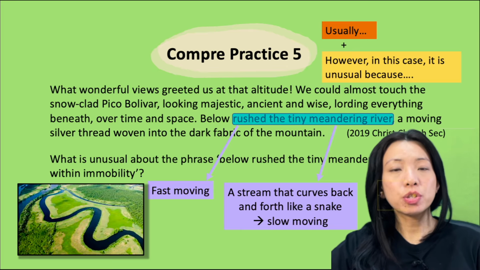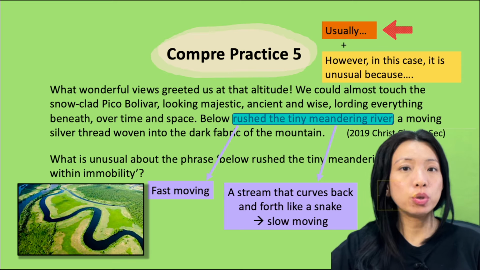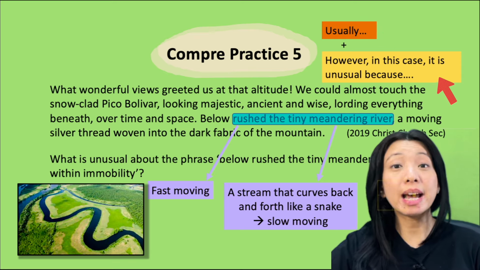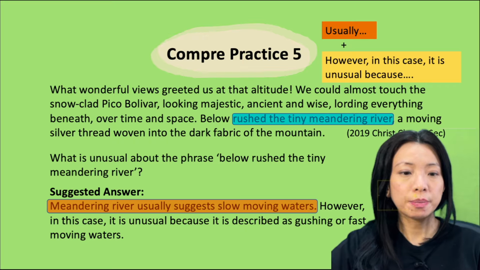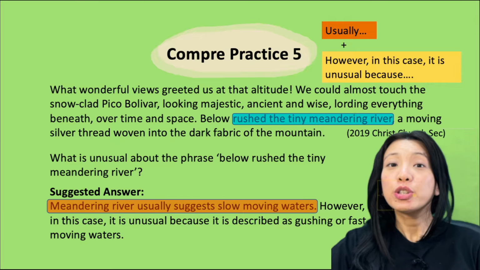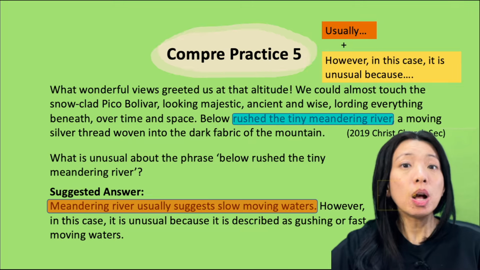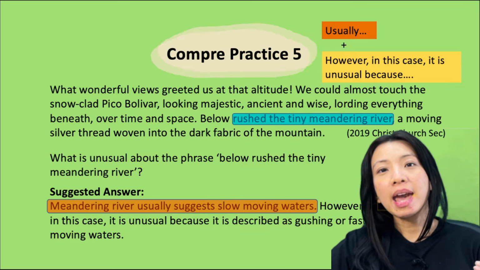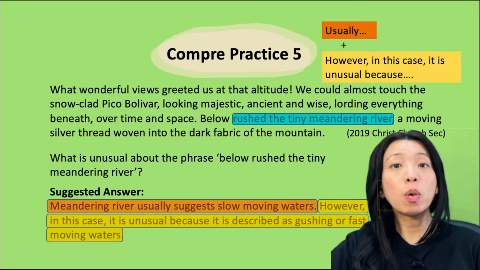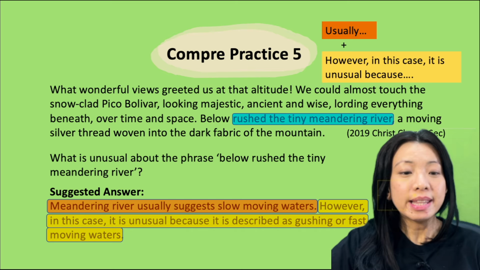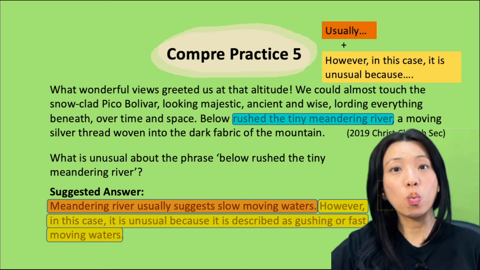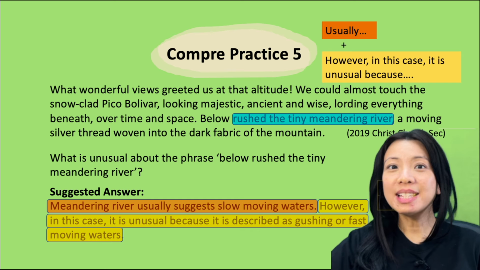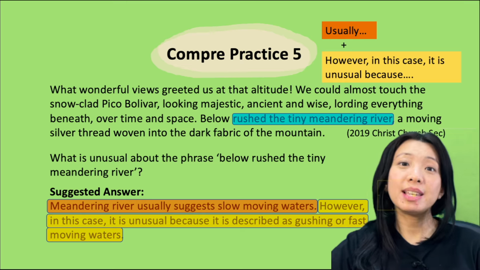Again, we need to follow that structure. The first sentence is where we will talk about what is usual, and in the second sentence, we will talk about what is unusual. So take a look at my suggested answer. I'm going to look at the first part first. Meandering river usually suggests slow-moving waters. So in this sentence, I'm talking about what is usual about the phrase meandering rivers. And in the second part of my sentence, I'm going to talk about what is unusual. However, in this case, it is unusual because it is described as gushing or fast-moving waters. So notice how in my second sentence, I've explained why the phrase is unusual.